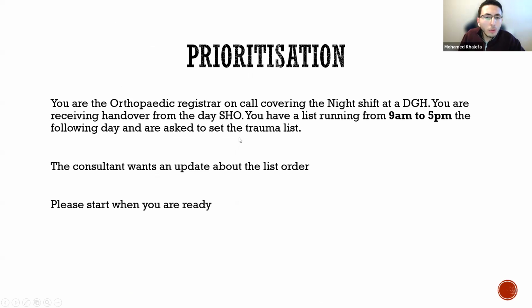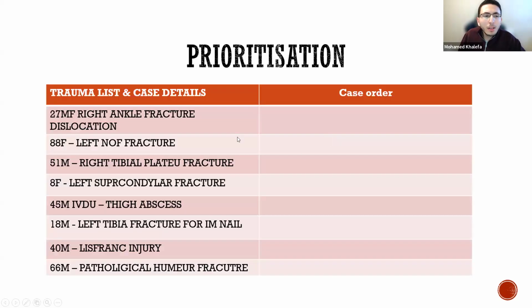I don't know if we have time, if someone wants to try it, or shall I just go through it myself, but I've got a couple more scenarios. So this is orthopedic registrar, night shift, DGH, 9 a.m. to 5 p.m. I think probably I will go through this one, show you how it looks, and then maybe last one, if you've got time, somebody can try to ask some questions. So there's, again, a full list, so 9 till 5, and you ask as a trauma list. This is something similar. So they give you very, very small details, and then you should ask some questions.